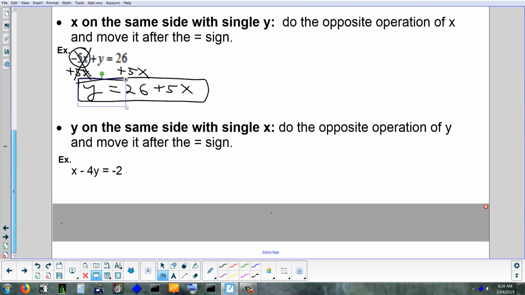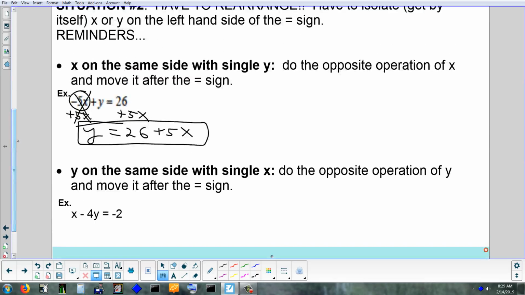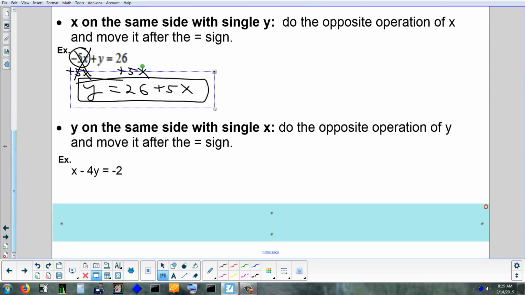All right, so this is kind of the same thing, except it's a different letter that already has a 1 next to it. So you've got a y and an x on the same side, but you just have a single x instead of a single y. It's just getting a different letter by itself. Okay.